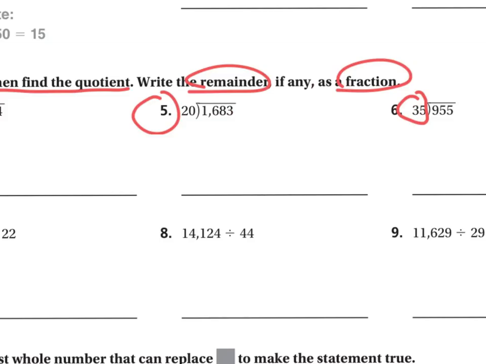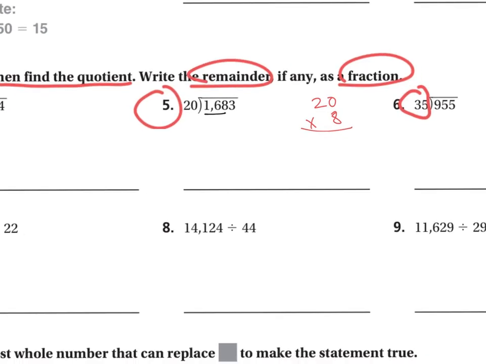All right, so 20 can't go into 1, it can't go into 16, but it can go into 168. And it's about 8 times, so let's try that. 20 times 8. 8 times 0 is 0, and 8 times 2 is 16, so that's 160. Very important that you line everything up when you're doing this. So I'm going to put my 8 right above here because that was the place value that I left off on. So now I have 168 minus 160, and that is going to be 8, and then I bring down my 3.